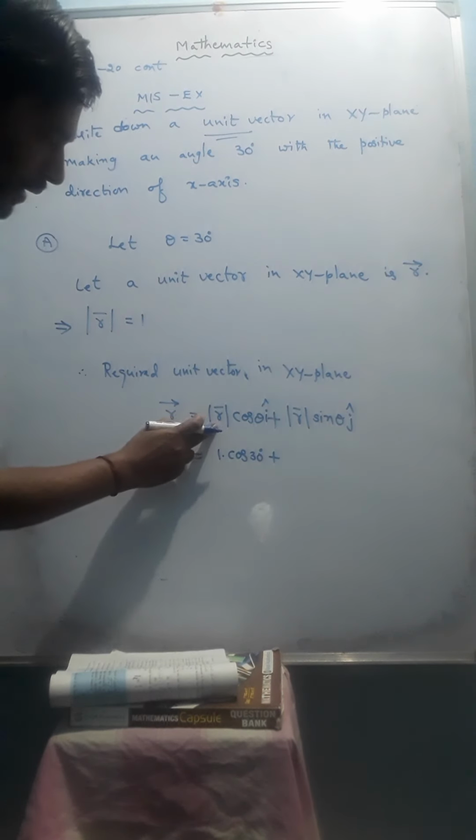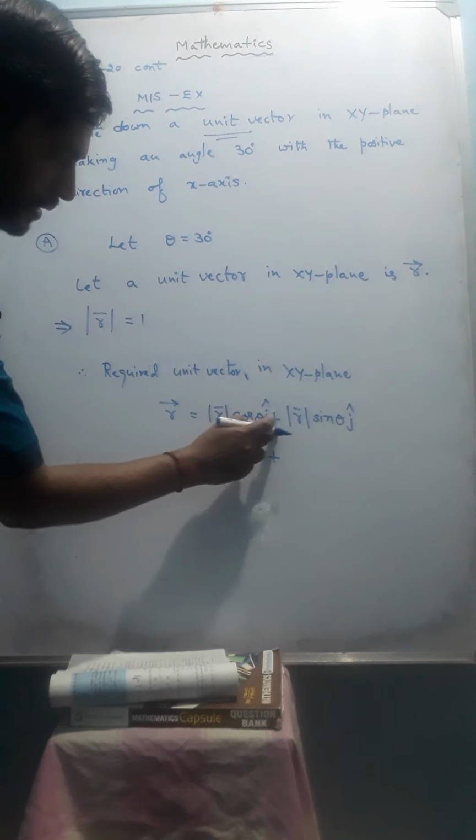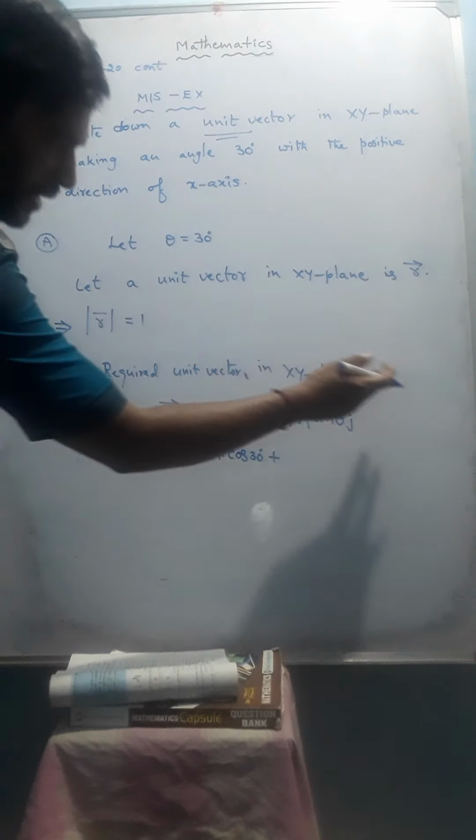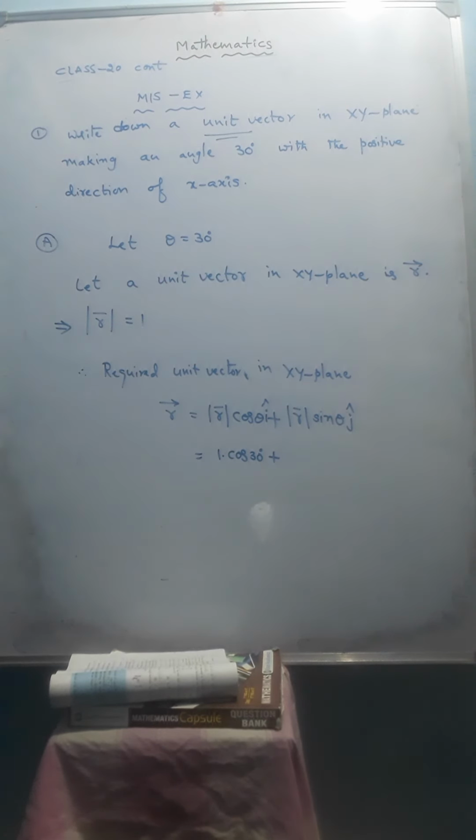So modulus r vector into cos theta into i cap plus modulus r vector into sin theta into j cap. There is no k cap. Why? Because there is no z axis, only the xy plane. Okay, so in the xy plane z is equal to 0.